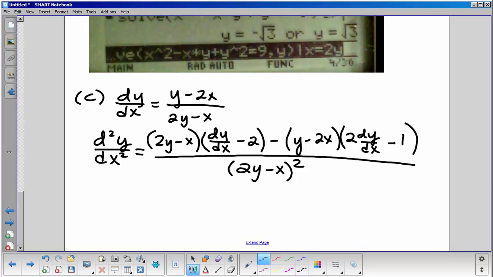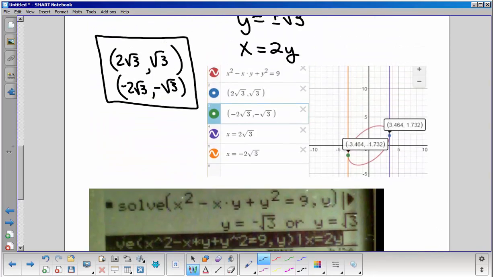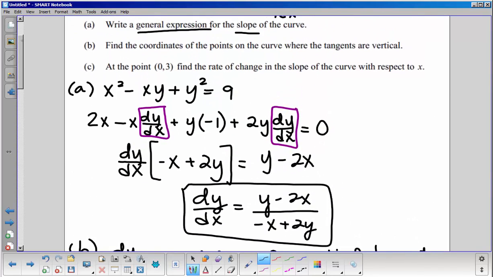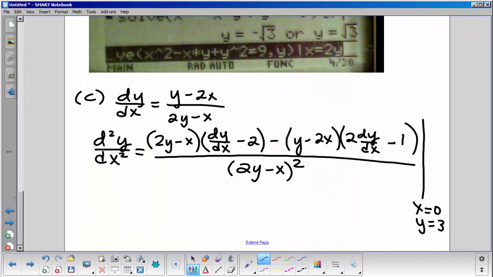Did they give me a point? They did, such that x equals 0, y equals 3, right? It was 0, 3. So let's plug in what we know. X is 0 first, right? So let's get rid of those. That's 0. That's 0. And that's 0, right? That's nice. So now let's figure out what dy/dx is at 0, 3.